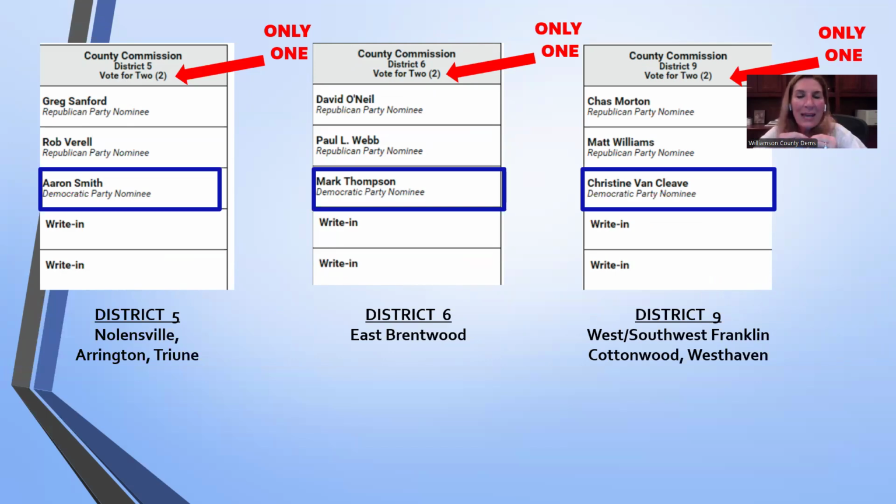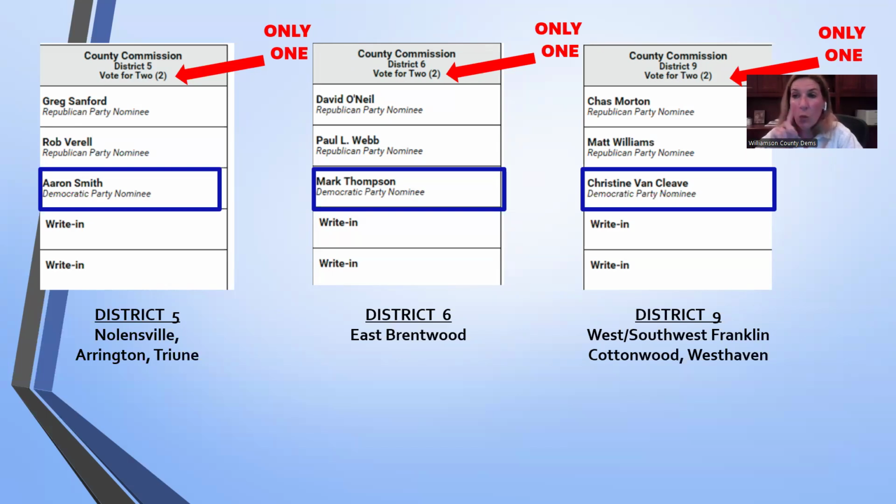I do want to explain that in the county commission, these are not siloed races, meaning it's not one Republican against one Democrat for 2 county commission seats. It's 4 people running in one race, and the 2 that get the most votes will be the commissioners. That's how it works.